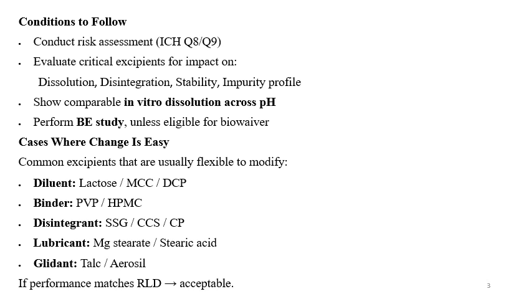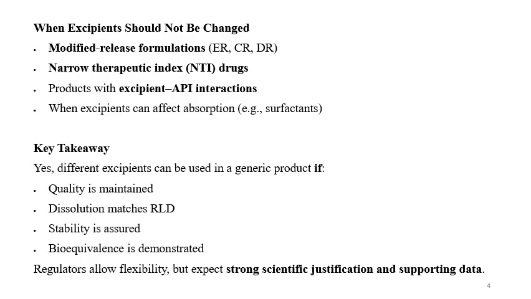Then cases where change is easy. Common excipients that are usually flexible to modify, like lactose, MCC, DCP, binders like PVP, HPMC, disintegrants like SSG, CCS, and crospovidone, lubricants, and glidants, you can use, and you can also use them in other concentrations if performance matches the RLD.